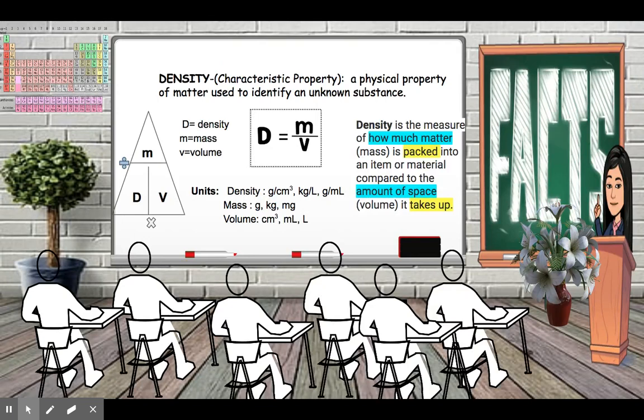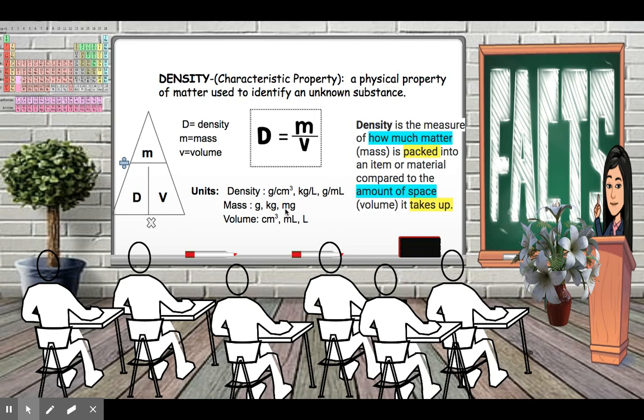What is density? Density is a physical property of matter used to identify an unknown substance. It is the measure of how much matter is packed into an item or material compared to the amount of space it takes up. Talking about how much matter an object has, we're referring to its mass. And the space occupied by matter is volume. Therefore, we say that density is equal to mass divided by volume. The ratio of mass and volume is equivalent to density.